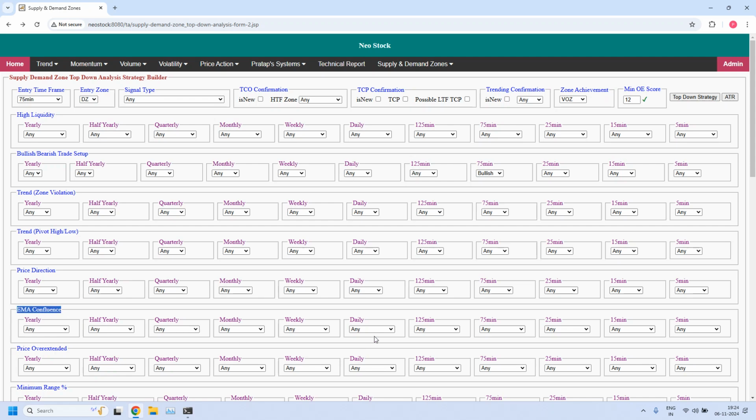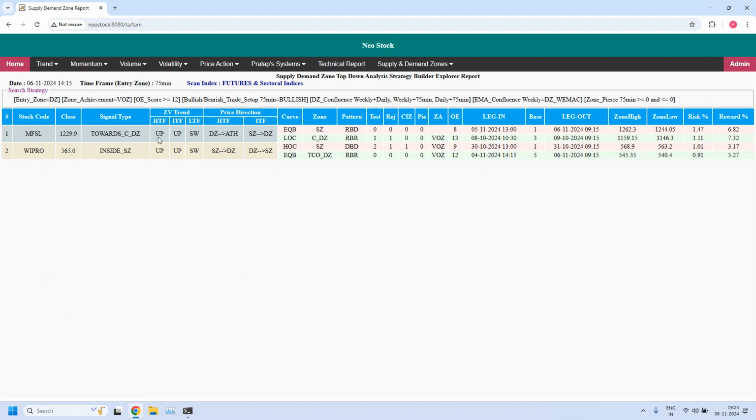Let's verify. In the EMA confluence, weekly time frame, weekly demand zone with weekly EMA confluence, we got 2 stocks, and both the stocks are having uptrend, and both these stocks are high probability setup demand zones. Okay, this is about bullish trade setup for weekly income trade.